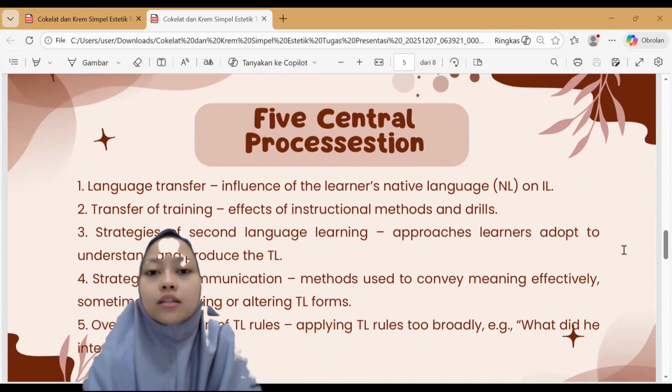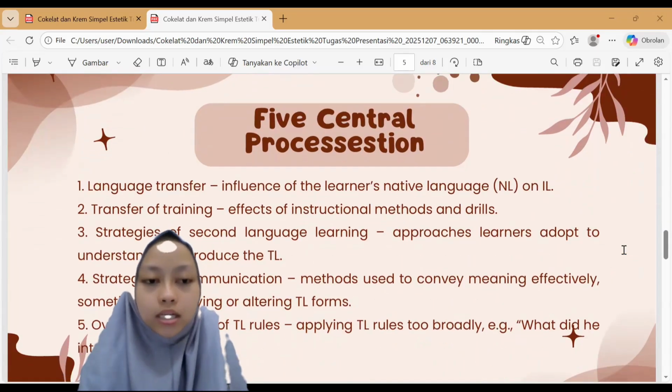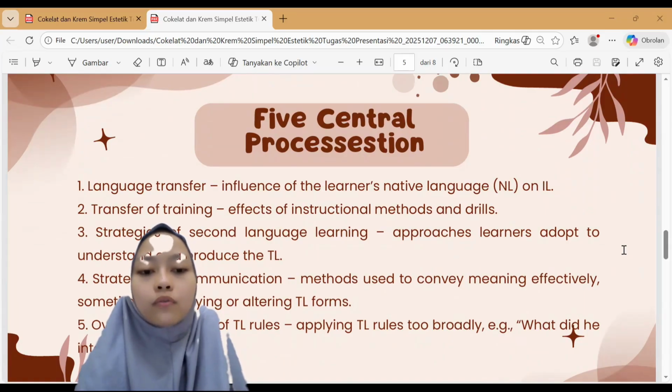There are 5 central processes. The first, language transfer. The second, transfer of training. The third, strategies of second language learning. The fourth, strategies of communication. And the fifth, overgeneralization of TL rules.